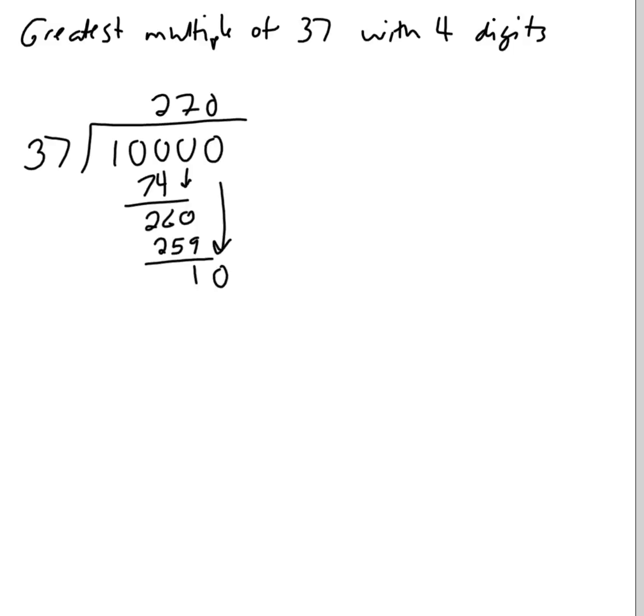As you can see, I just did that quickly. I paused the video and then did it. 37 goes into about 270 times. So then I'm going to actually figure out what 37 times 270 is. And I'm going to get 9,990. So that's going to be the closest multiple of 37 to 10,000, which means that's the biggest multiple of 37 that will have 4 digits.